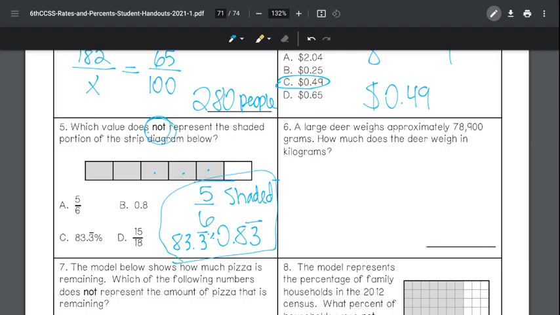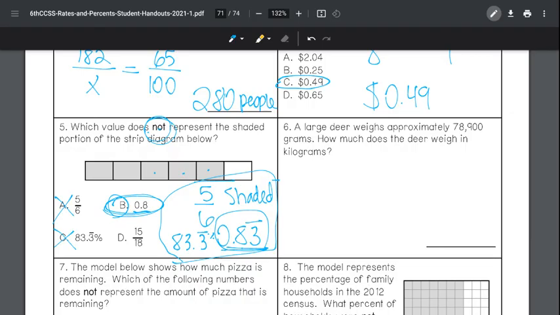Well, 5/6, that's what it is. So it's wrong. 83.3 repeating percent, that's what it is. So it's wrong. Now, B and D. I've got 0.8, which is not the same thing as 0.83333333. So my answer is actually going to be B. If you did D and got 15 divided by 18 in your calculator, you would have seen that it gives us that 0.83 repeating decimal. So B is the one that does not match.